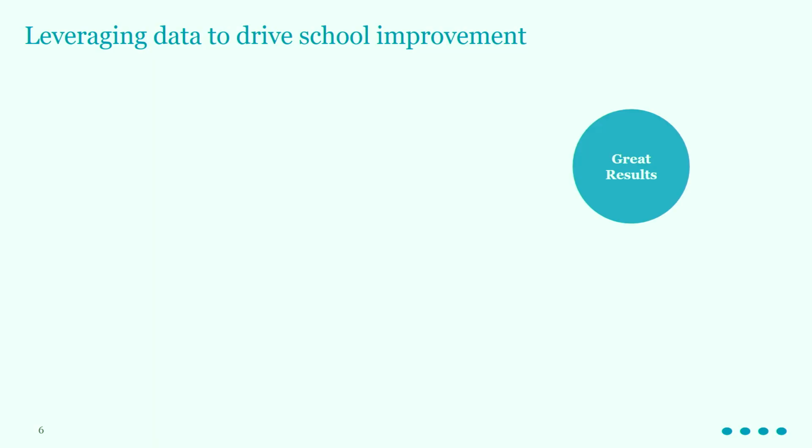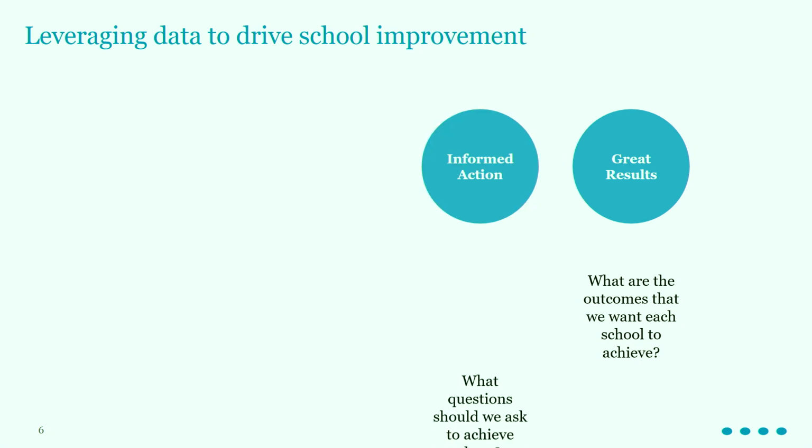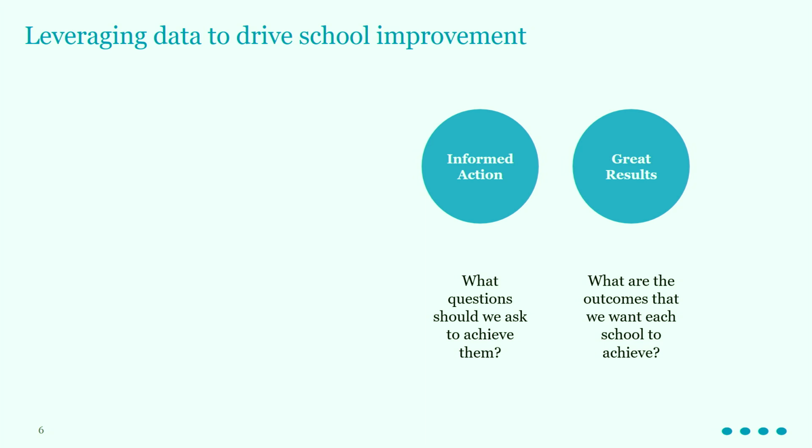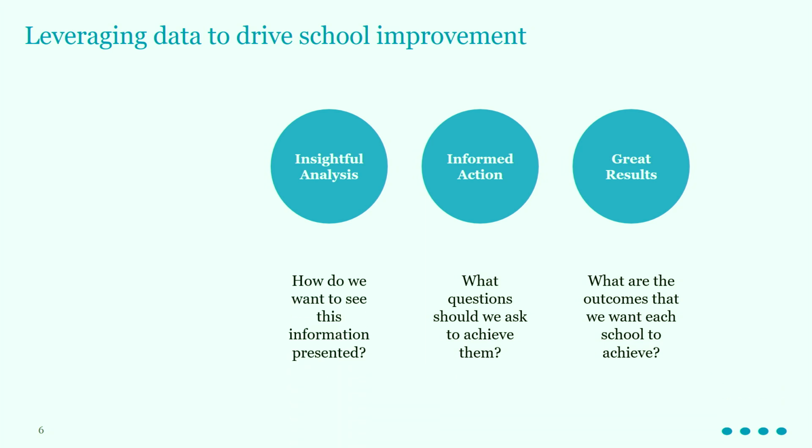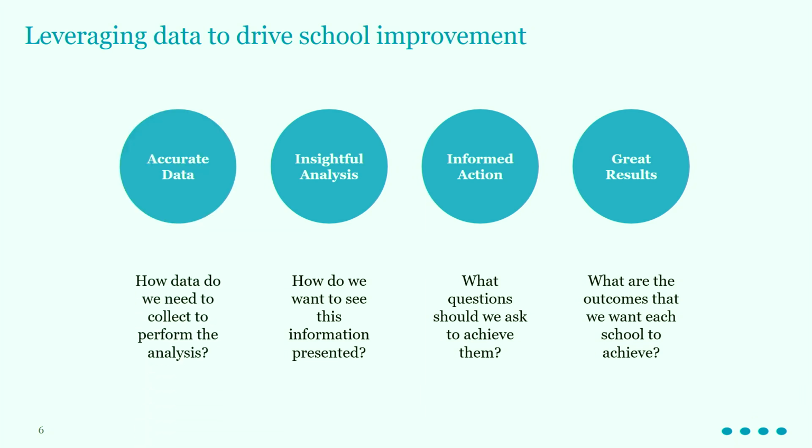So this is our approach. We want to achieve great results in our schools. So the question might be, what are the outcomes that we want each school to achieve? We then know that there's going to have to be some informed action that takes place. So what questions should we be asking in order to drive the actions that we would like? This means we need to do some high quality analysis. So how do we want to see this information presented? Because depending on who you are in a school, the data that you need to see is quite different. And obviously we need to make sure we've got the right data in order to perform that analysis.